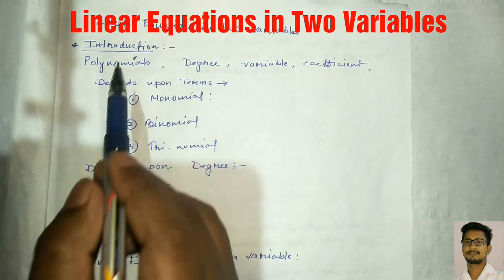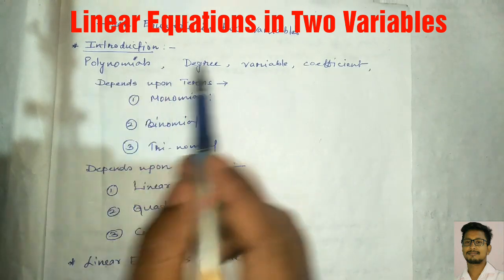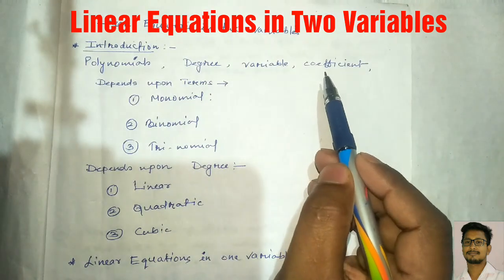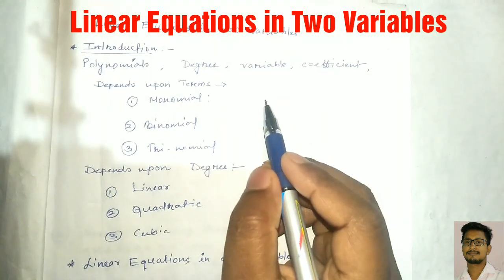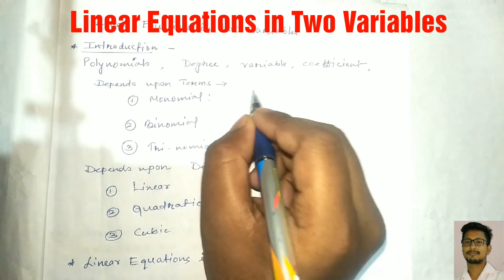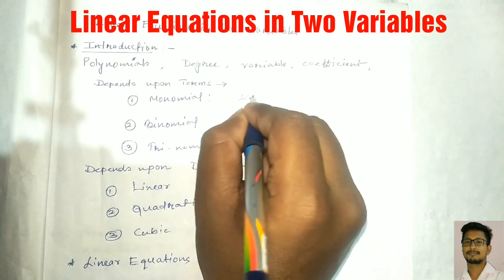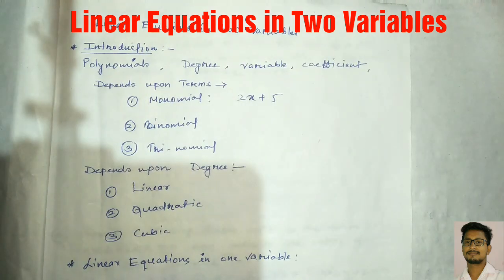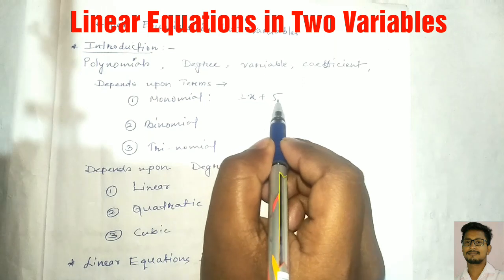So already we have learned in chapter 2 regarding polynomials. Then you have learned degree, variable, coefficient, all these things, right? So polynomials, let us take one example. Let the example be 2x plus 5. We can see here 2x plus 5 is a polynomial.